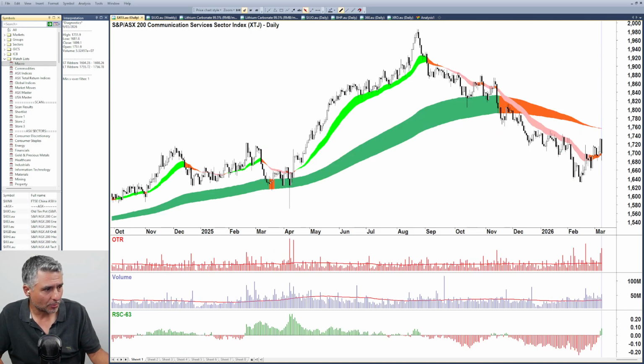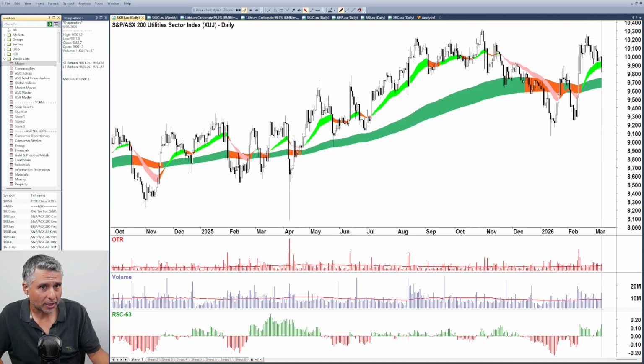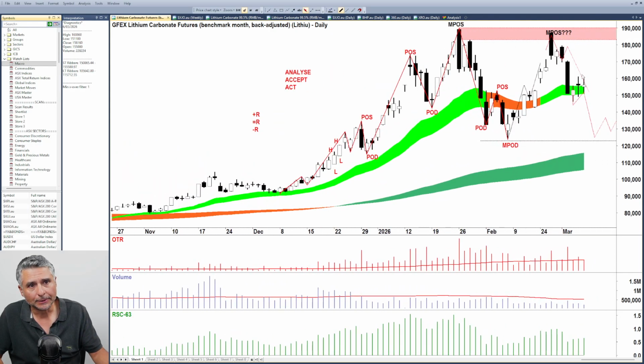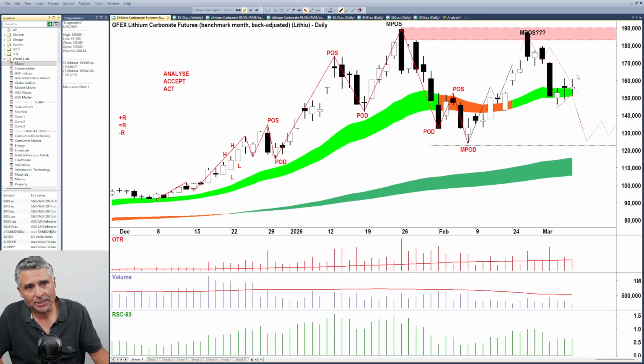Staples pulling back a bit. Telecommunications pulling back a bit. Utilities pulling back a bit. So let's actually, I did check it late in the day, didn't I? And I haven't updated for today, but it was up a little. It was up a little today, 161, I think it closed.